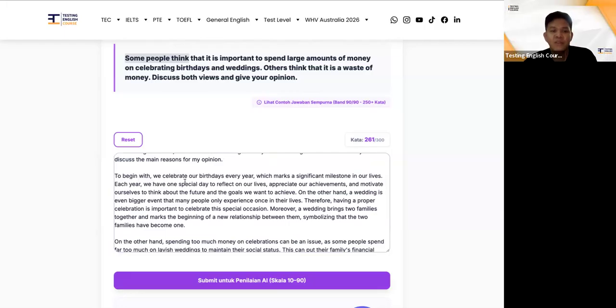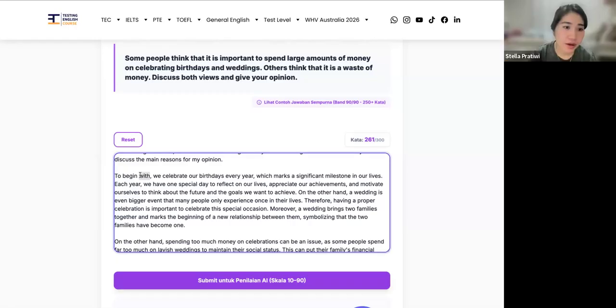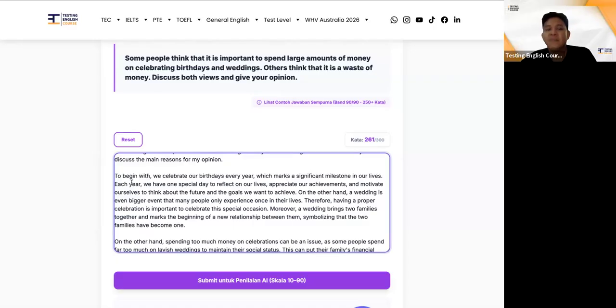To begin with, we celebrate our birthdays every year. Okay, this is nice. Which marks a significant milestone in our life. No grammar mistakes. Tetapi to begin with adalah bentuk spoken language yang memang juga dipakai ke written language. But usually I don't put to begin with. I only say to begin, koma. Nah, jadi it's okay karena grammar tidak menyalahkan this.